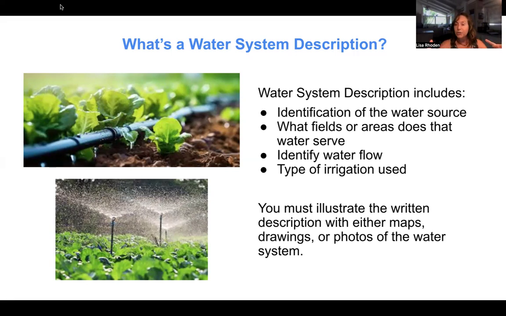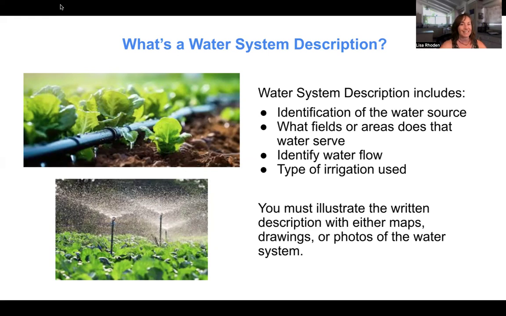Some farms have two. You may have a surface water source, for example, in the field, and then your post-harvest water is a municipal hookup. So when we ask that question, that's the information that we're looking for. We're going to talk with you about what fields or areas that water serves. So where does your water go? Does it supply your whole farm? Does it only supply part?